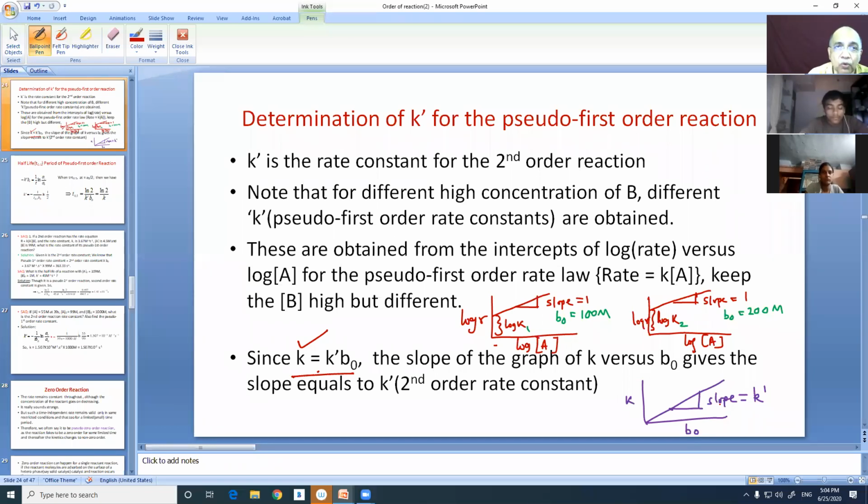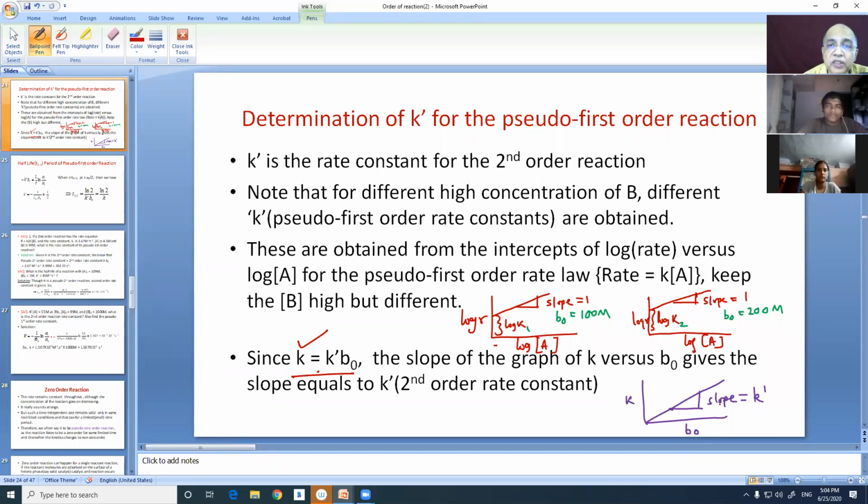But what we were doing was finding only the first order rate constant, treating it as a first order process, and taking log R versus log AT. You are getting an approximate straight line, and the slope will definitely be 1 because it is first order, and the intercept will be log K. I have made it K1, K2 because the values are different, but they are K, that means the rate constant for the pseudo first order process.